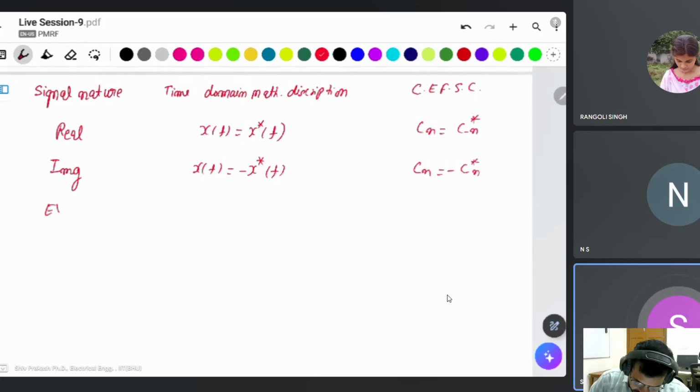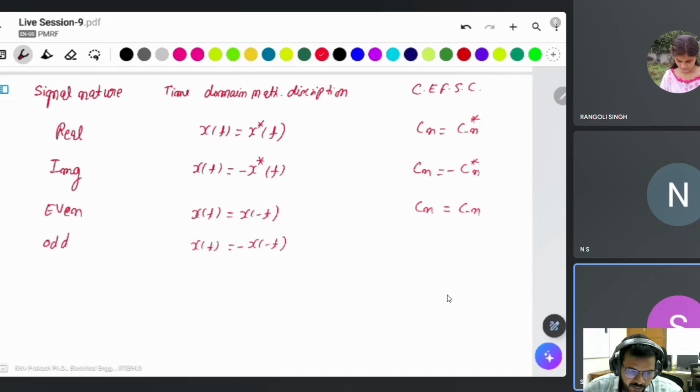If there is an even function, an even signal, then we know x(t) is equal to x(-t). Here for the even function, Cn is equal to C-n. If there is an odd function, then you know x(t) will be minus of x(-t). For the odd function, same thing: Cn is also minus of C-n.